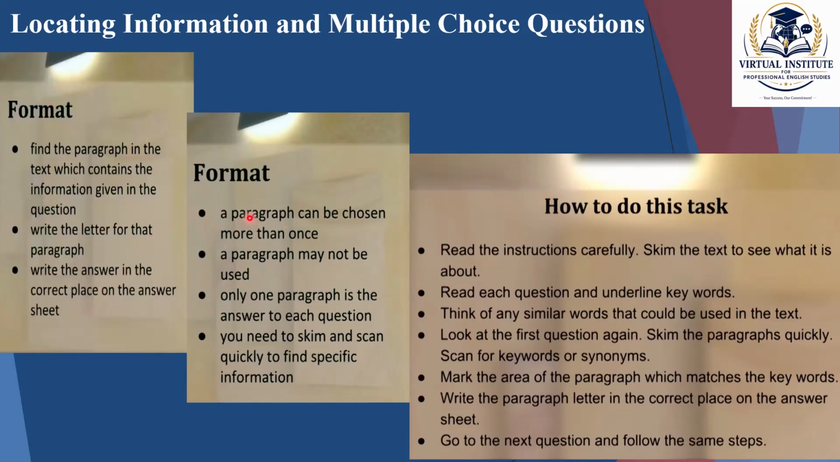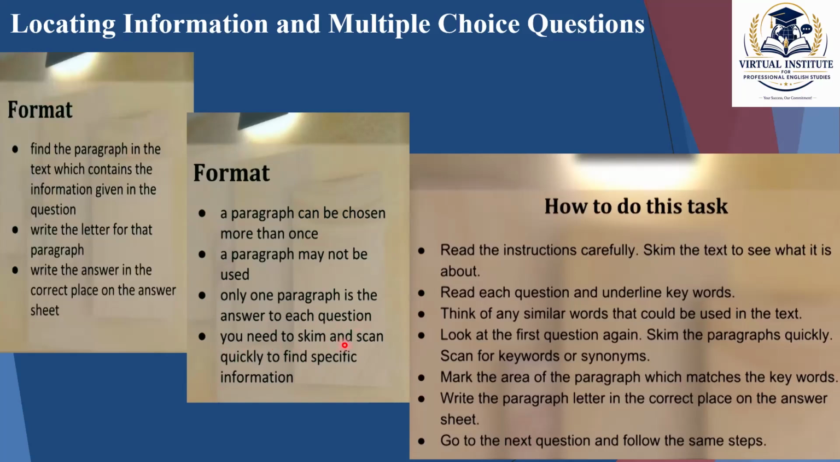Now, another highlight about the format is that a paragraph can be chosen more than once, as we have mentioned earlier. A paragraph may not be used. For example, if there are 5 paragraphs, it is very likely that you may use paragraph B twice, and it is very likely that you may not use paragraph A even once, right? So it is possible, right? Okay. Only one paragraph is the answer to each question. You have to take only one option. Either it's option A, B, C, D, and it can be anyone, right?